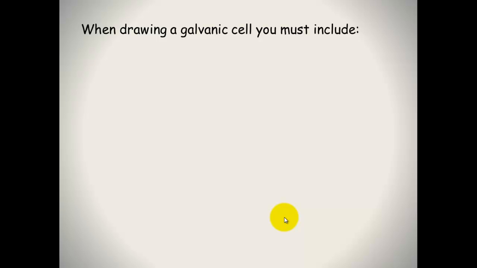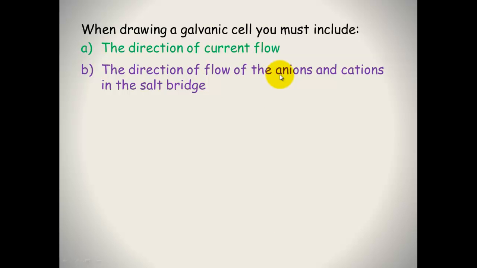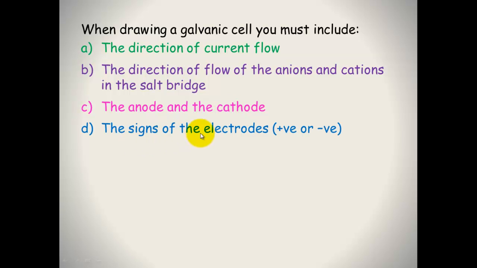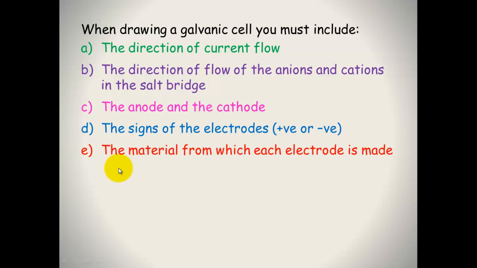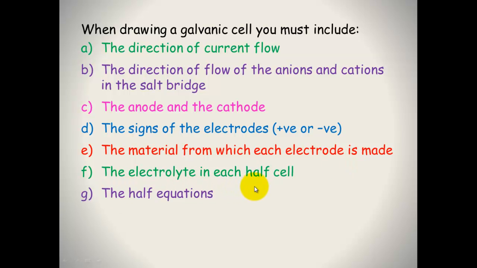Okay, so when drawing a galvanic cell, you must include the direction of the current flow along the wire, and the direction of the flow of the anions and cations in the salt bridge. The anode and the cathode must be labelled. The signs of the electrodes, positive or negative, must be labelled. The material from which each electrode is made must be labelled. The electrolyte in each of the half cells and the half equations must be written. And the overall redox reaction as well.